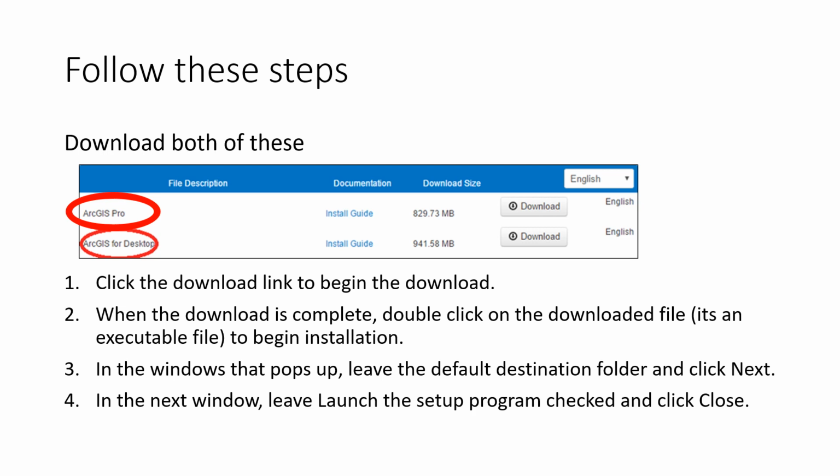These files are also not just files. They're executable files. So after it finishes downloading, you're going to double click on the file, and that begins the installation process. The window that pops up will pop up. Let it go and put stuff in all the destination folders wherever it chooses. Click next. In the next window, click next. Leave the launch the setup program checked and click close.